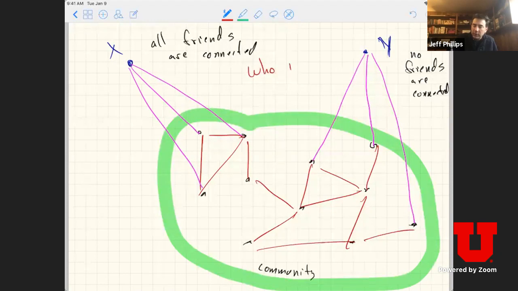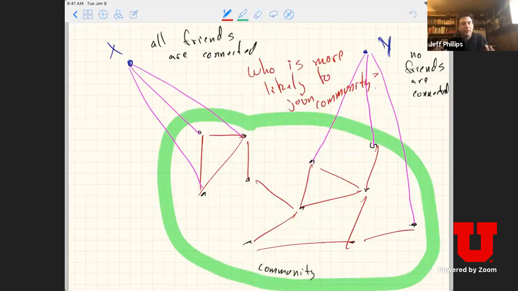Who is more likely to join this community? So is Xavier more likely to start doing yoga or to go to the church, or is Yolanda more likely to do this?